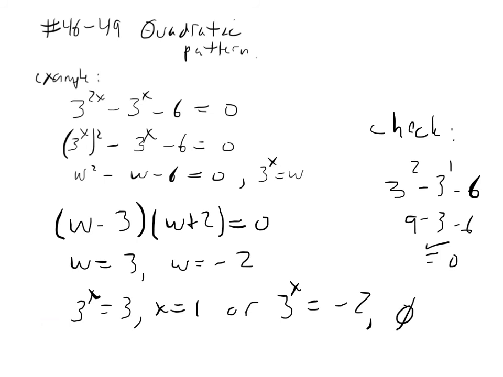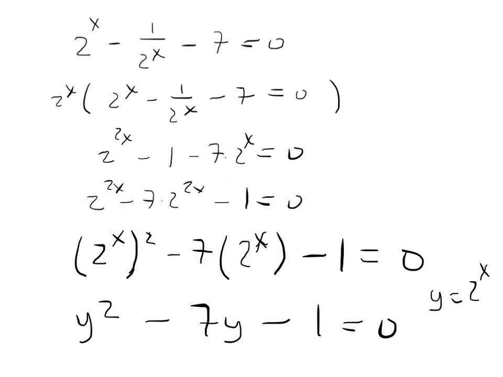Go ahead and work your quadratic down, and then substitute your 3 to the x back in for w, and you get 3 to the x equals 3, which means x equals 1. And 3 to the x equals negative 2. 3 raised to any power whatsoever can never yield a negative number, so there's no answer. That's an extraneous solution. Not going to work. So I get a sole answer of x equals 1, and I can put that back into my original equation up here and check it. 3 squared is 9, 9 minus 3 is 6, and 6 minus 6 is 0. It checks.